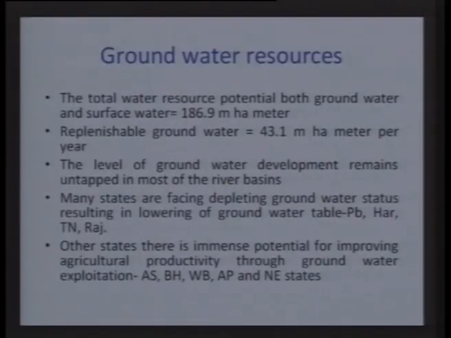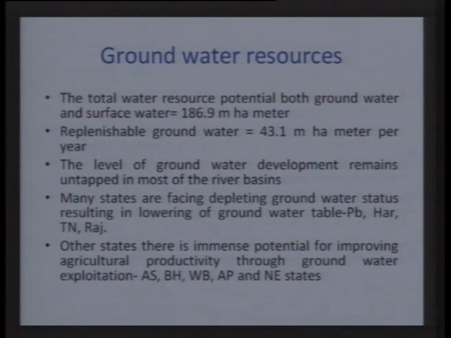Then coming to the groundwater resources of the country, the total water resource potential, both groundwater and surface water, is to the tune of 186.9 million hectare meter, and out of this the replenishable groundwater is to the tune of 43.1 million hectare meter per year. So this is the replenishable groundwater which can be efficiently utilized for agriculture and various other purposes.